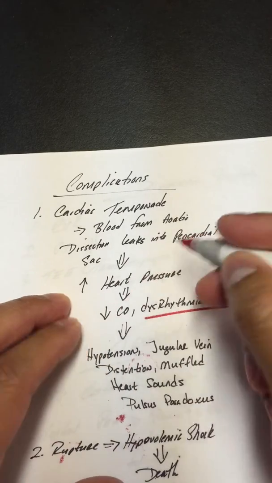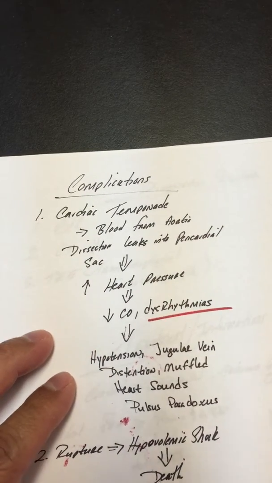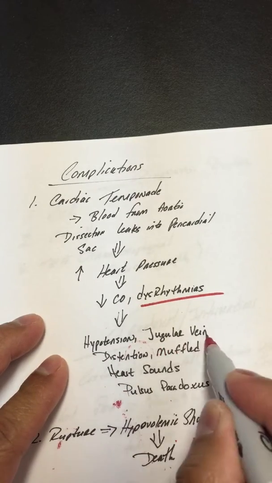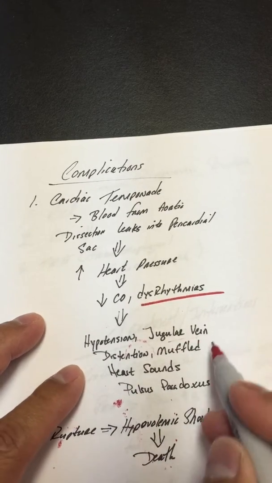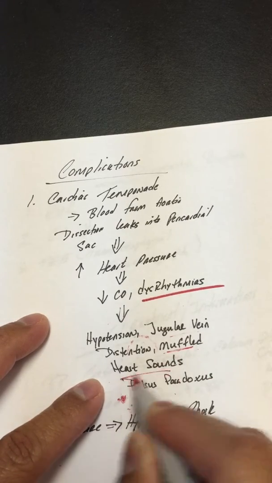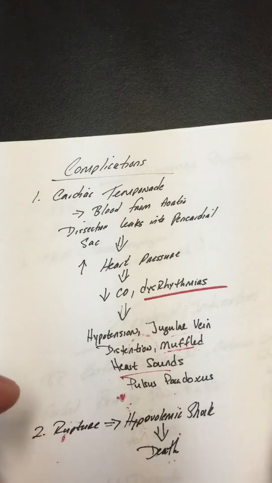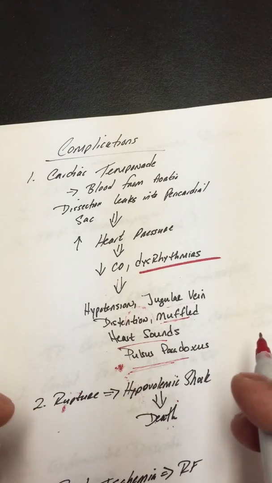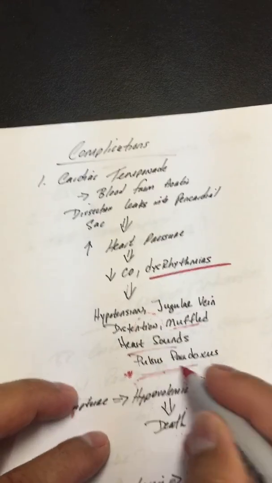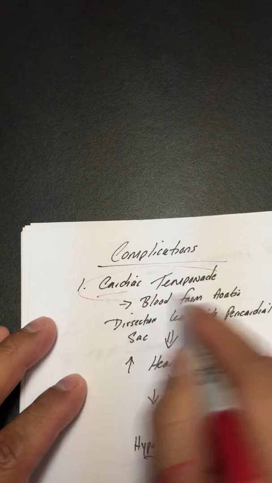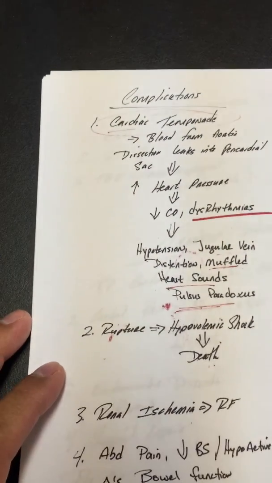Okay, now again, if you have a decreased cardiac output, the patient may suffer from some hypotension, jugular vein distension, muffled heart sounds. Again, you'll have the muffled heart sounds due to that fluid accumulation in the pericardial sac. You'll have something known as pulsus paradoxus. So again, check out the lecture on acute pericarditis so that you can remember cardiac tamponade.